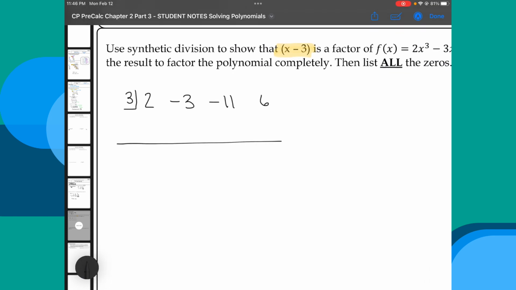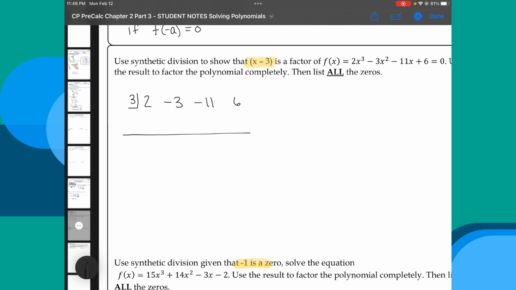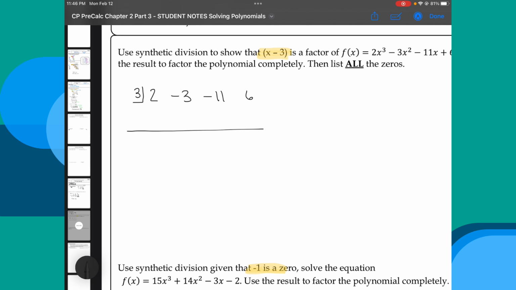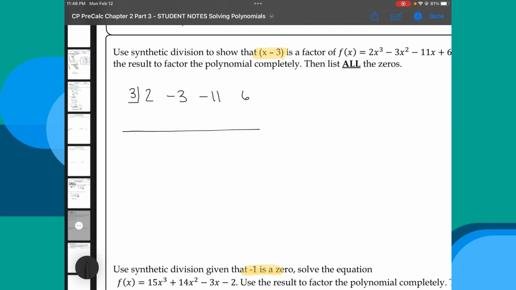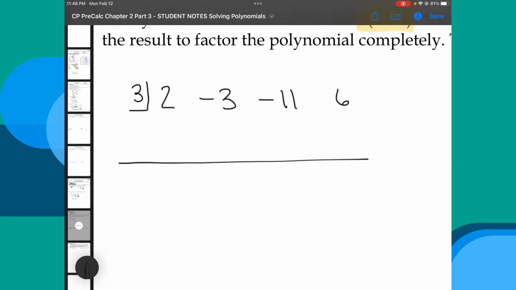Okay? So this first question is asking you to use synthetic division to show that x minus 3 is a factor of the polynomial. And we're going to use the result to factor the polynomial completely. Then we'll list all the zeros. So if we can take this 3rd degree polynomial down to a quadratic by factoring out, then the results give us, we can get to our zeros.